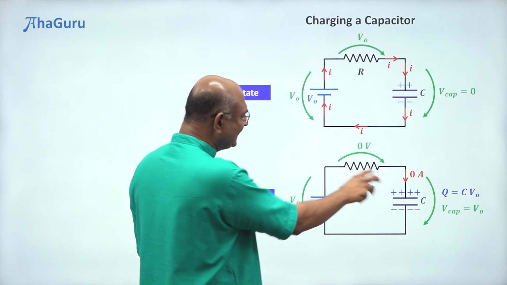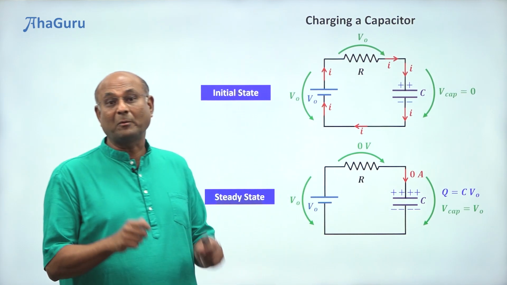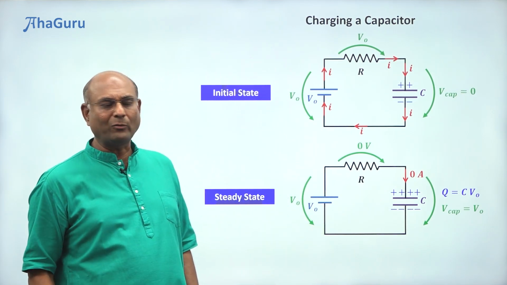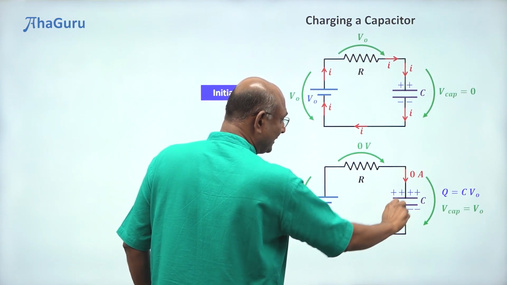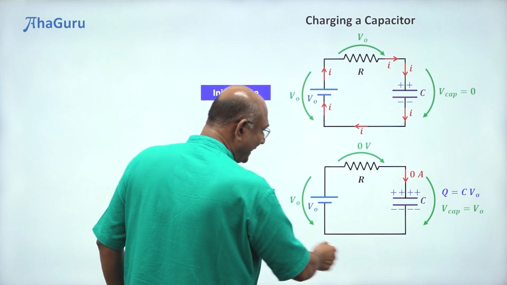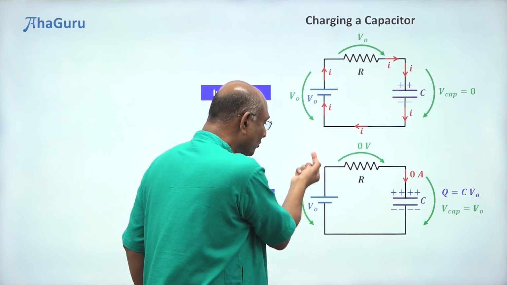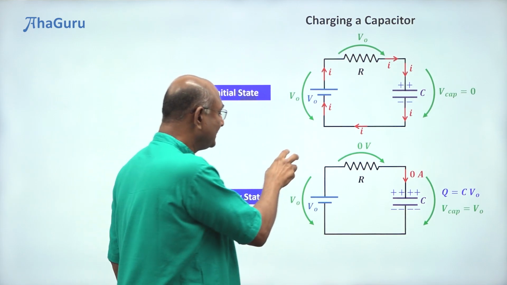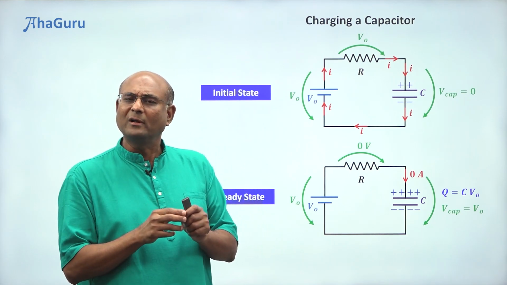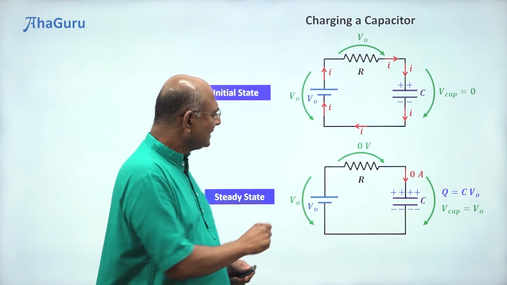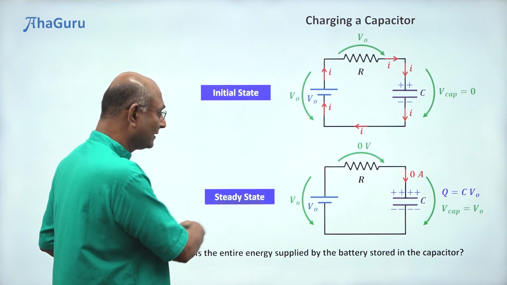Okay, so in steady state, we know that there is a charge on the capacitor, and so it has some amount of energy. So we can calculate what that energy is. And how did this charge come? Well, this battery took this charge from the bottom plate and deposited it on the top plate. So that means charge Q traveled through the battery. So the battery supplied energy. The capacitor has some energy stored. So the obvious question is, is the entire energy supplied by the battery stored in the capacitor?